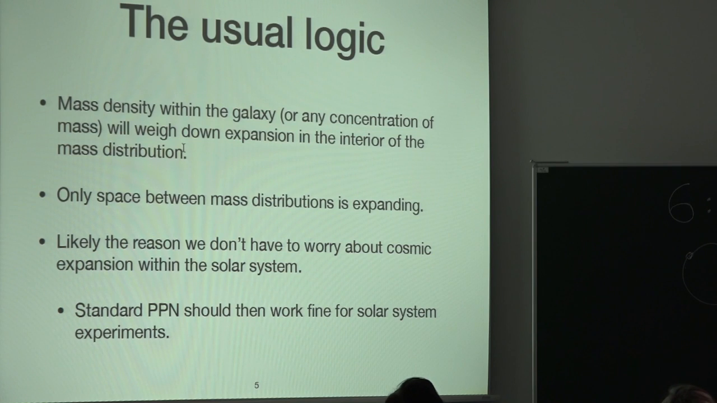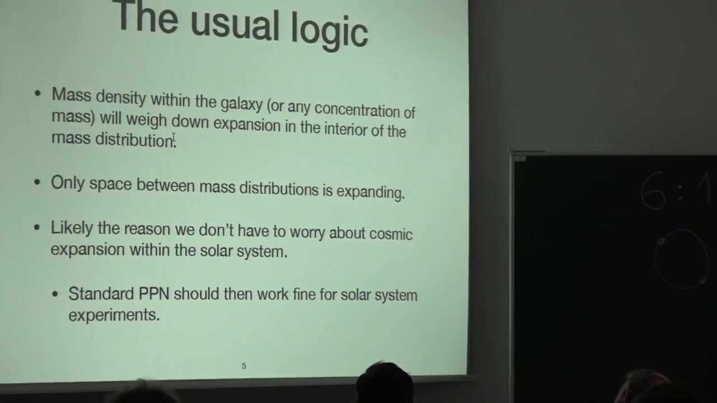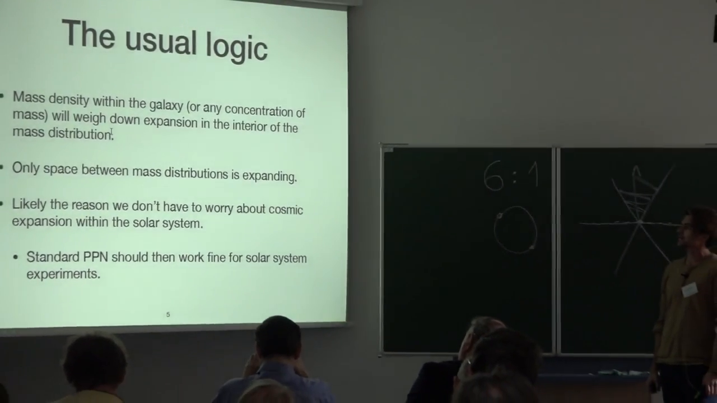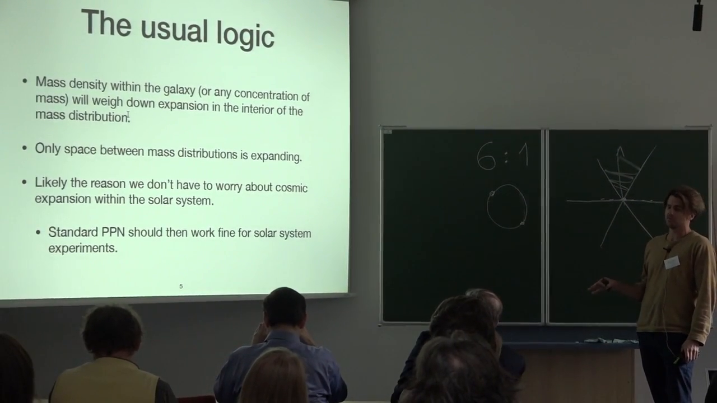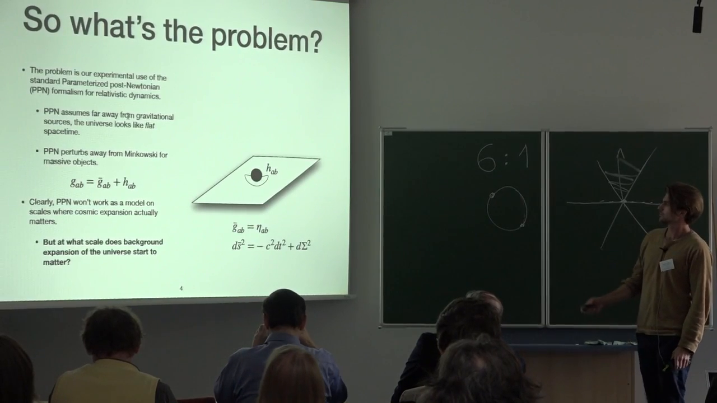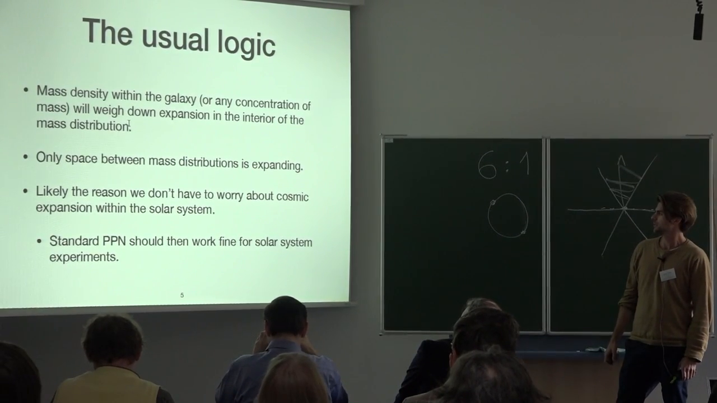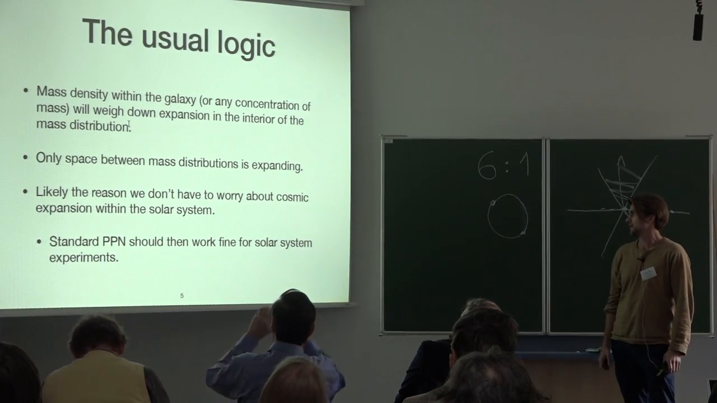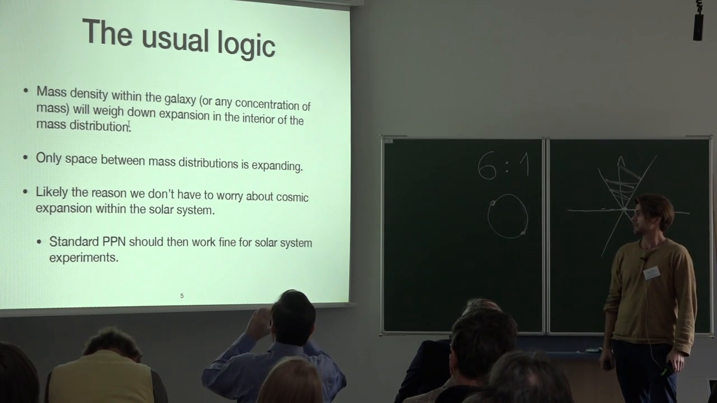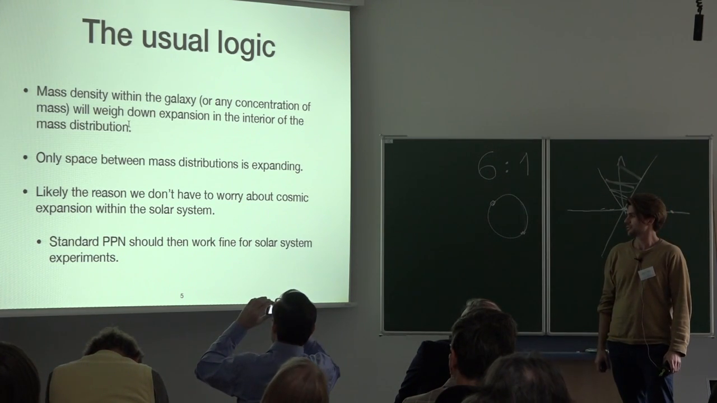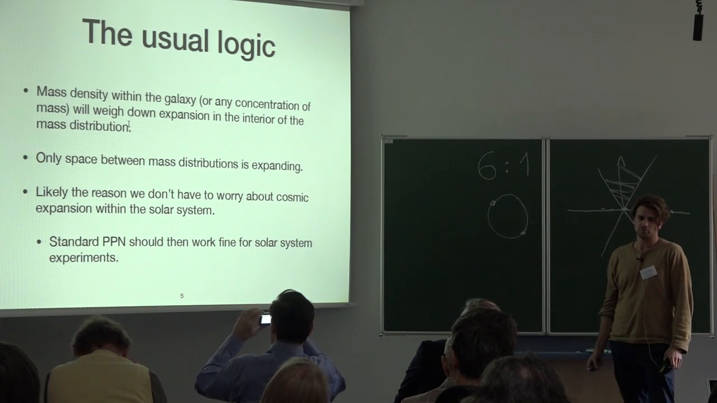So the usual logic for the solar system and within our galaxy is that the mass density within the galaxy or any concentration of mass will weigh down the expansion in the interior of the mass distribution. Sorry. And only space between mass distributions is expanding at really large scales. Likely reason we don't have to worry about cosmic expansion within the solar system, so standard PPN should then work fine for all solar system experiments.